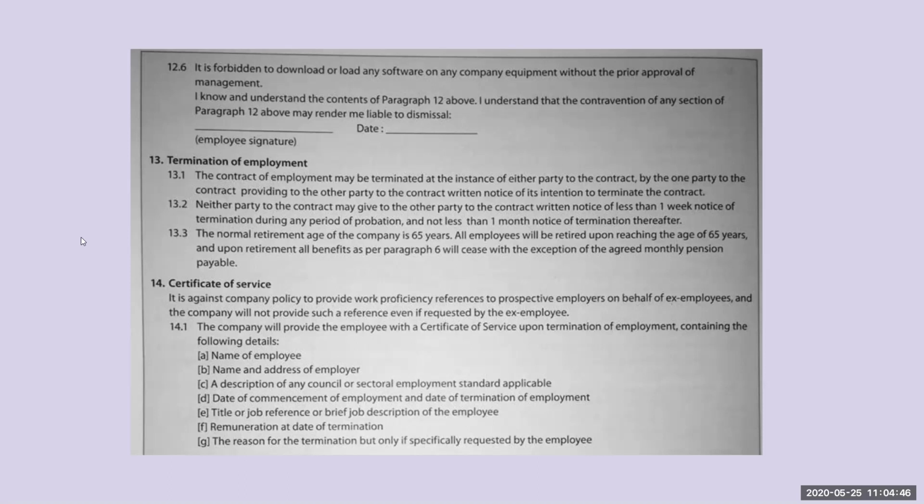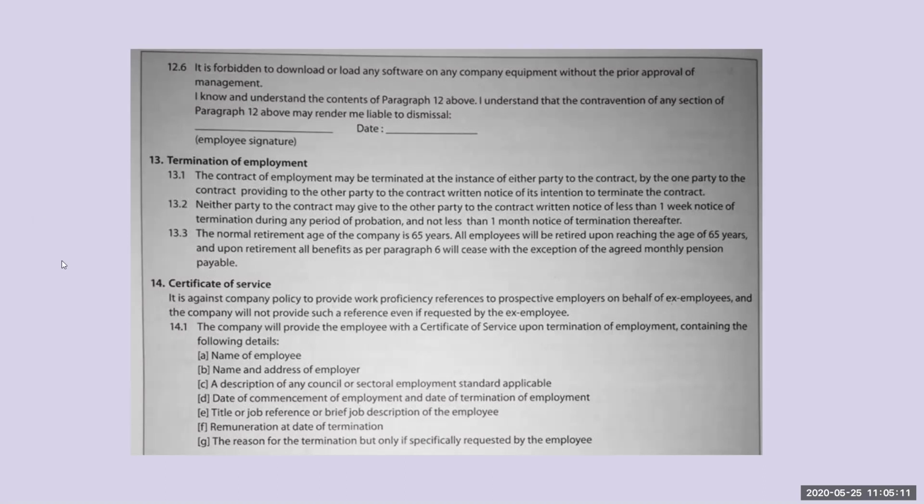I know and understand the contents of paragraph 12 above. I understand the contravention of any section of paragraph 12 above may render me liable to dismissal. So again, the employee will sign this, and if I fail to comply with these stipulations, I can lose my job. All right, we're almost at the end here, guys.